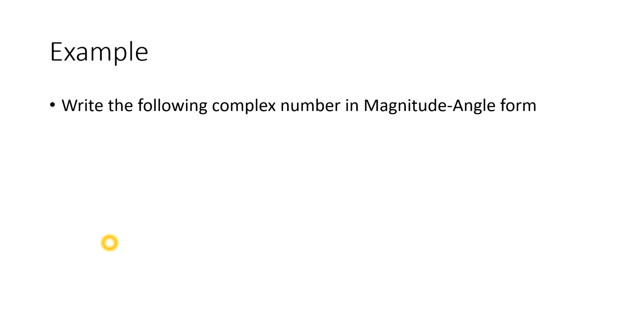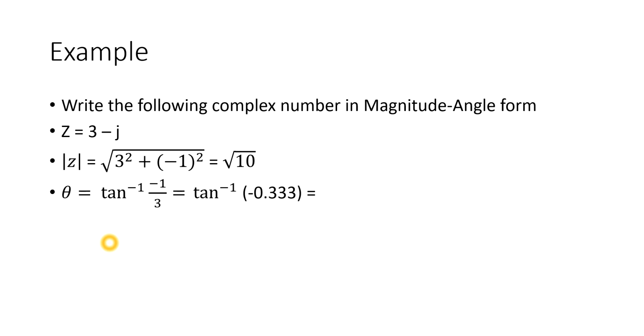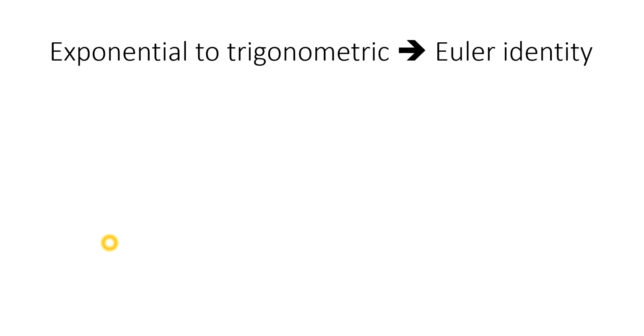So let's take an example. Write the following complex numbers in magnitude-angle form. Z = 3 - j. So the amplitude is given by the number, while the phase is the inverse of the tangent. I hope you understood. Another mathematical concept in digital signal processing is exponential to trigonometric.